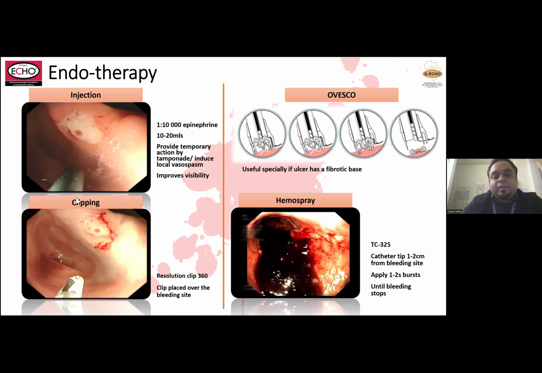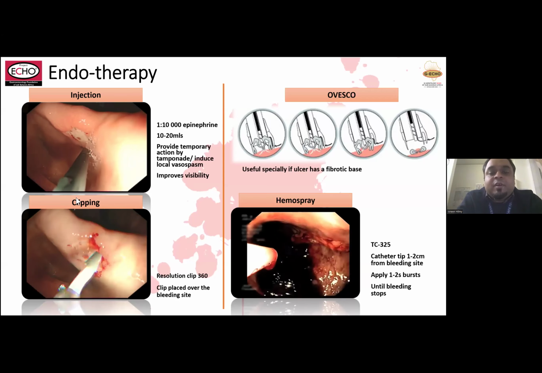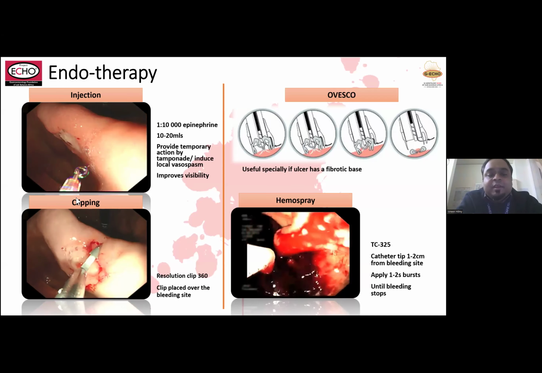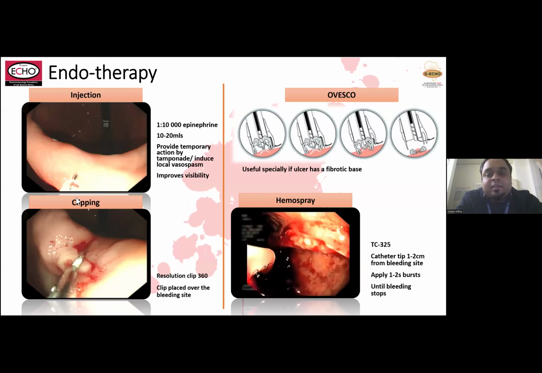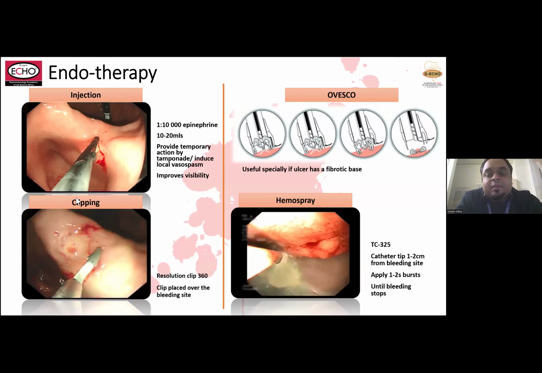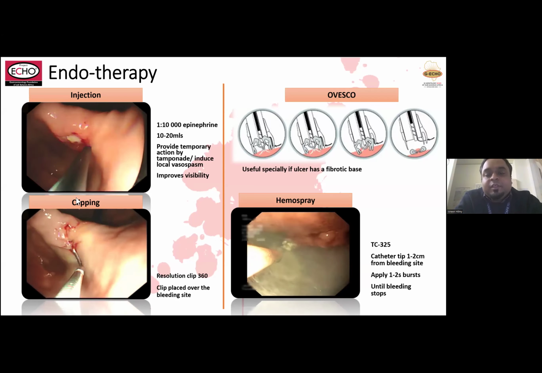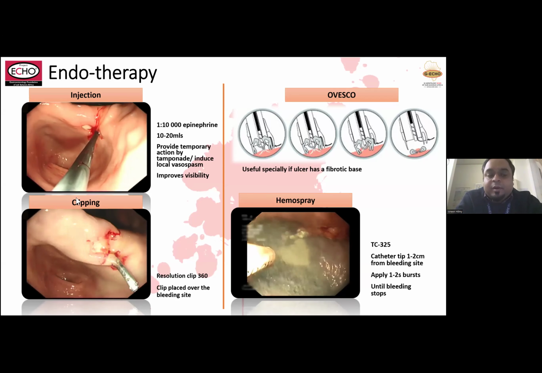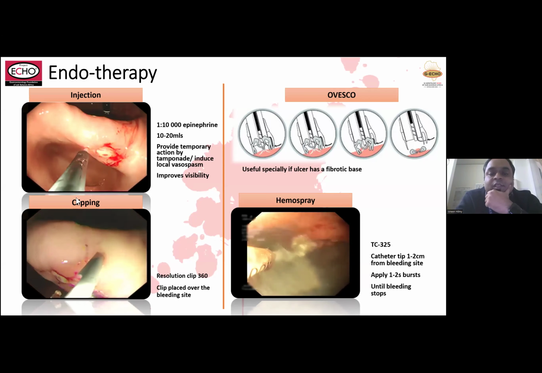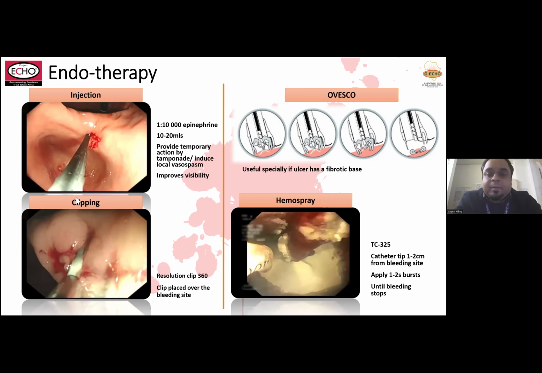And regarding hemospray, the use of TC35, basically it's used in patients who have gastric cancer, and there's no specific bleeding point, it's bleeding everywhere. You can use the catheter tip, place the catheter 1 to 2 centimeters from the bleeding site, and then apply 1 to 2 second bursts until it stops bleeding. These are very good to achieve hemostasis in patients with gastric cancer, as I said, but generally it's used as a bridge to a definitive therapy, gastrectomy.